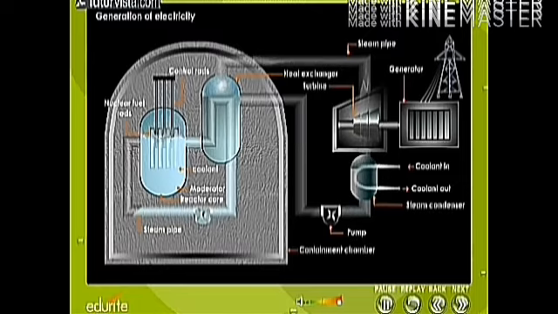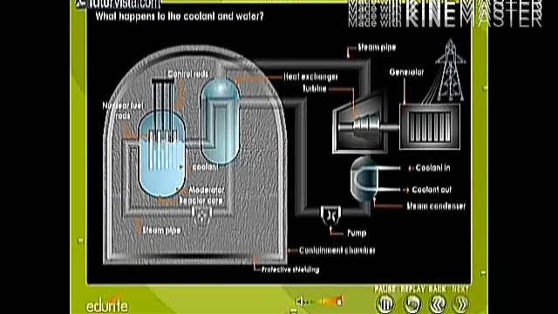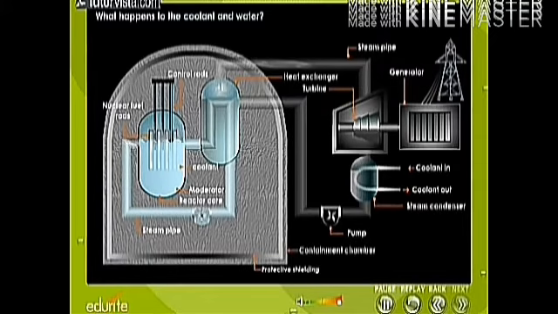This steam moves the turbine. The turbine moves the coil and generates electricity. The coolant's temperature decreases and it is circulated back into the exchanger. This process continues, and continuously we can generate electricity.